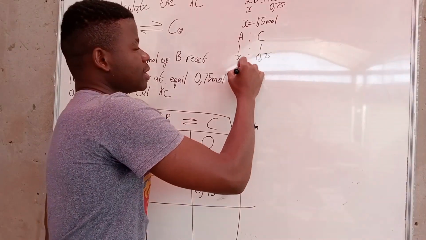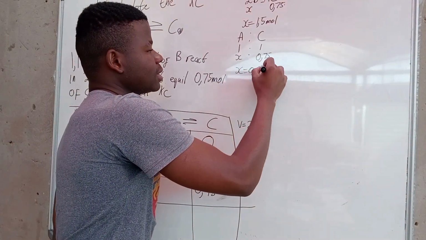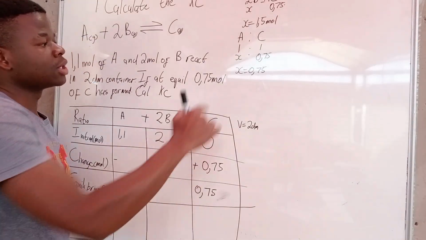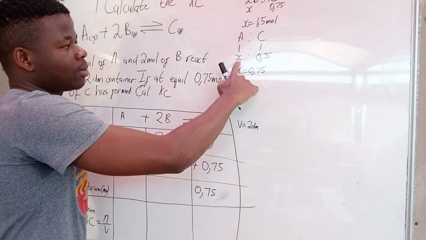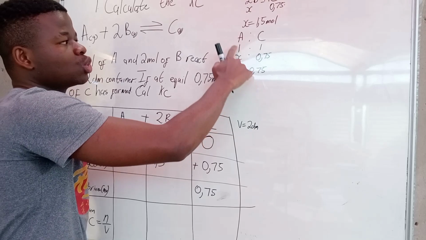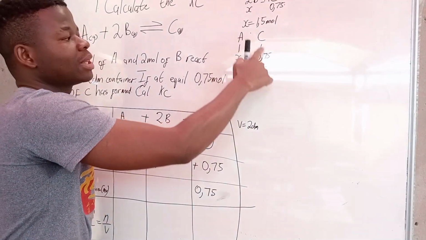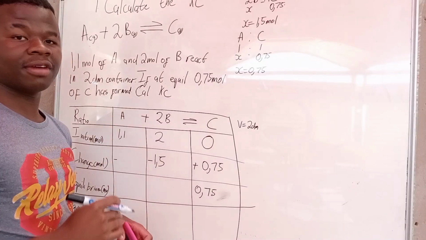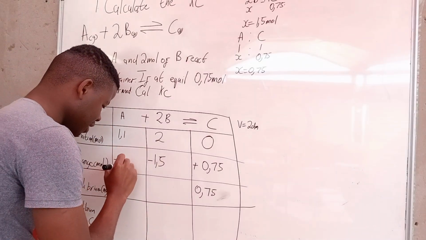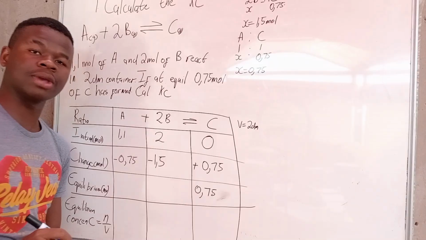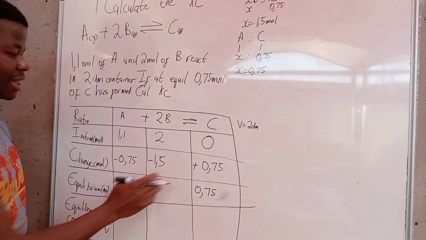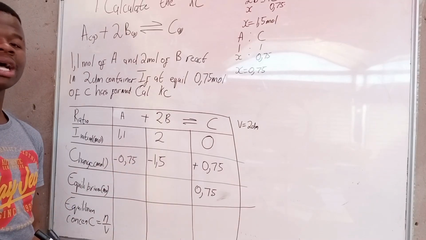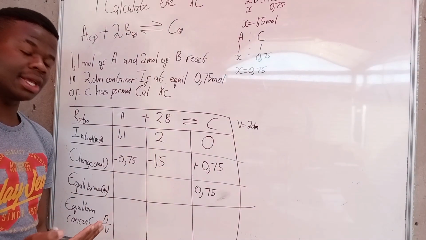Therefore, you cross multiply. After cross multiplying, you'll get 0.75. You get it? So x, I now found the number of moles of A by using the given number of moles. If you don't understand this, you have a problem with stoichiometry. You get it now? So I think if you now know how we got these answers here, the rest will be easy.